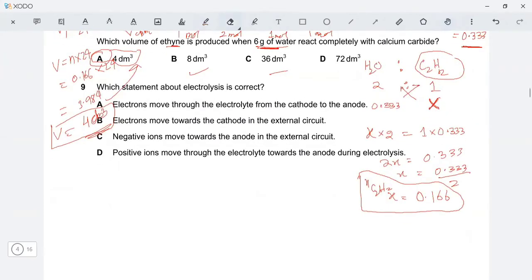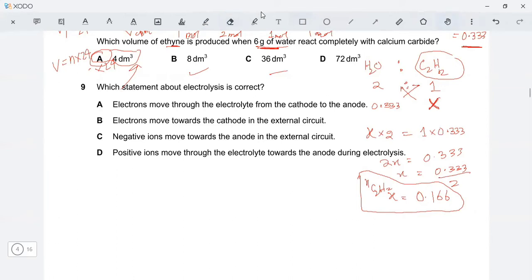So now question number nine says, which statement about electrolysis is correct? So you know that the electrons move through the electrolyte from the cathode to anode. Is it a correct statement as per electrolysis? What is electrolysis? Electrolysis is basically the process where the ionic compound will be decomposed in the molten state or in aqueous solutions, right? Breakdown, decomposition is breakdown.